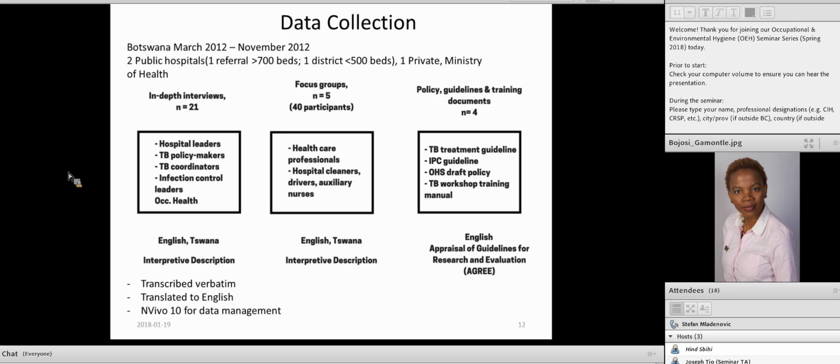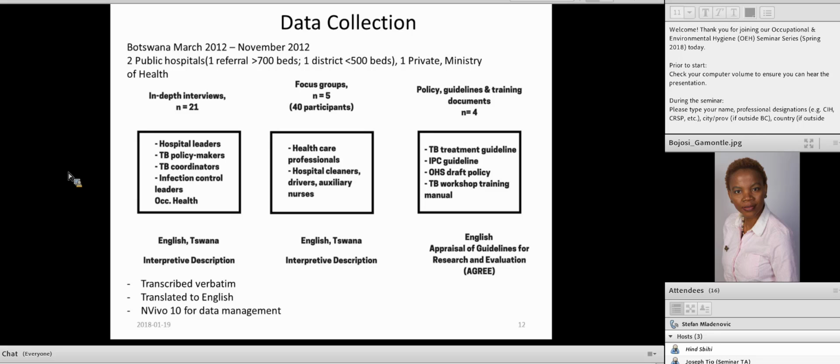So we conducted 21 interviews with hospital leaders, TB policymakers, infection control leaders and occupational health personnel. We also conducted focus groups with a total of 40 participants. These were five focus groups. For the two public hospitals, we had two focus groups at each. One focus group was with healthcare professionals such as nurses, lab technicians, radiographers, and the other group was with hospital cleaners, drivers and auxiliary nurses. We had one focus group at the private hospital, which was just with the cleaners and the auxiliary nurses. Two of the focus groups were conducted in Setswana, which were then translated to English, and everything was transcribed verbatim.